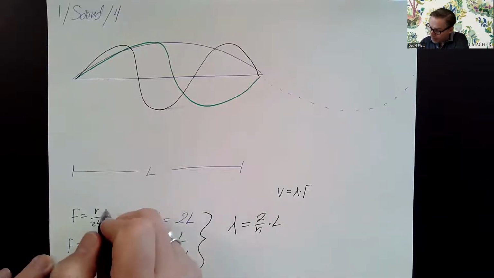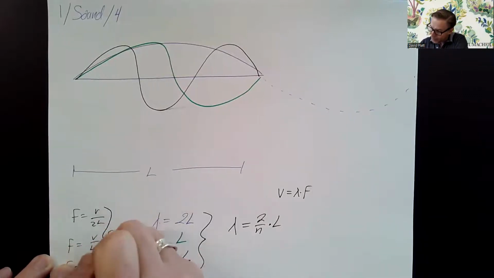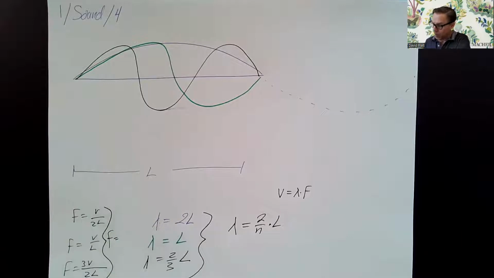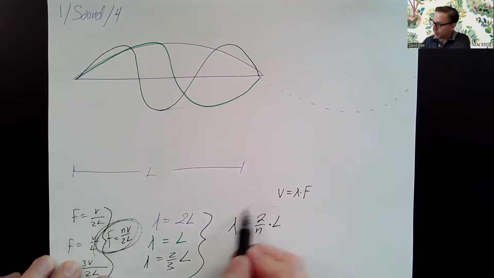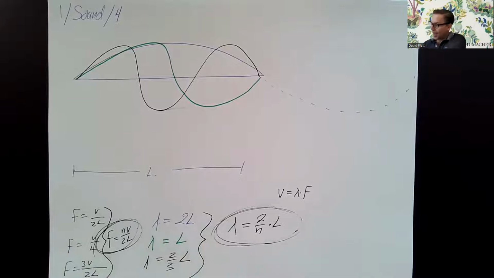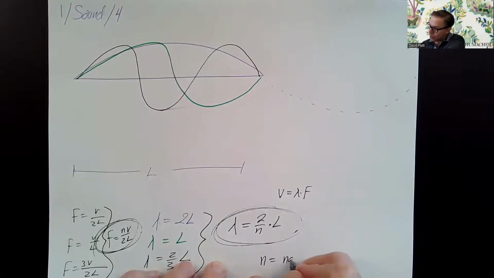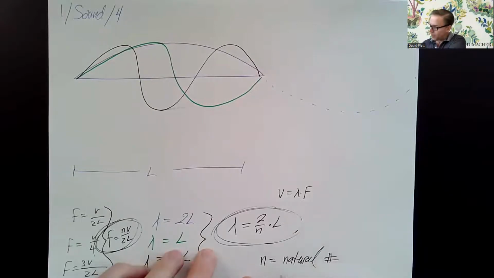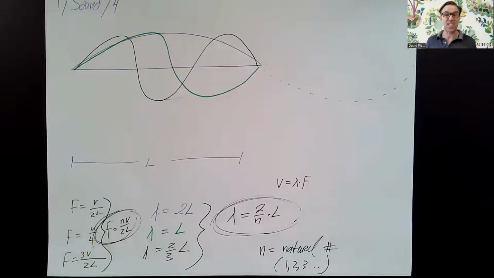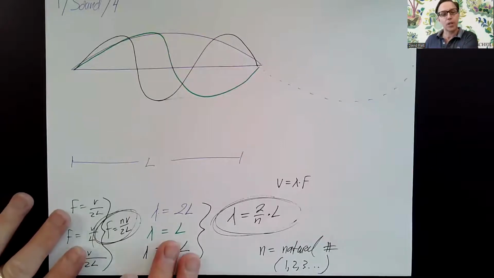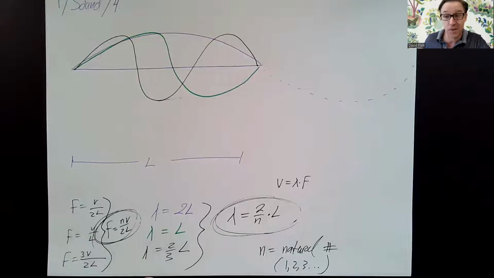So the different frequencies all fit into the form NV over 2L. These are the frequencies, these are the wavelengths, where N is a natural number, which means 1, 2, 3, and so on. That's review from last time. And I want you to look at these equations because they're going to look really familiar in a couple minutes.